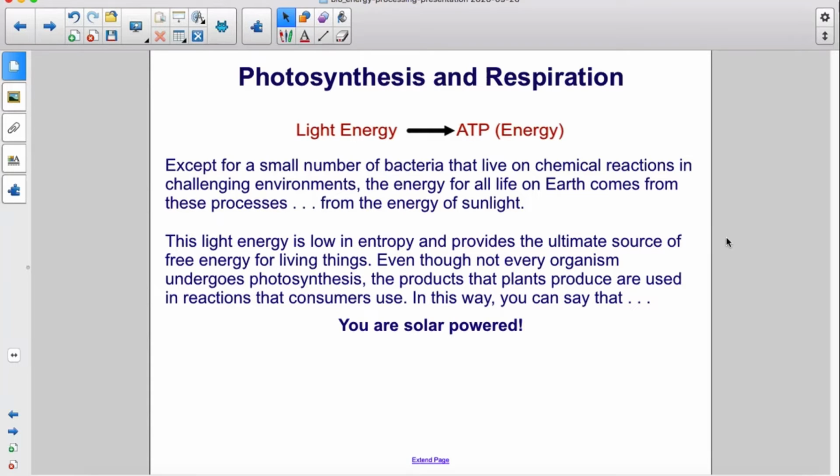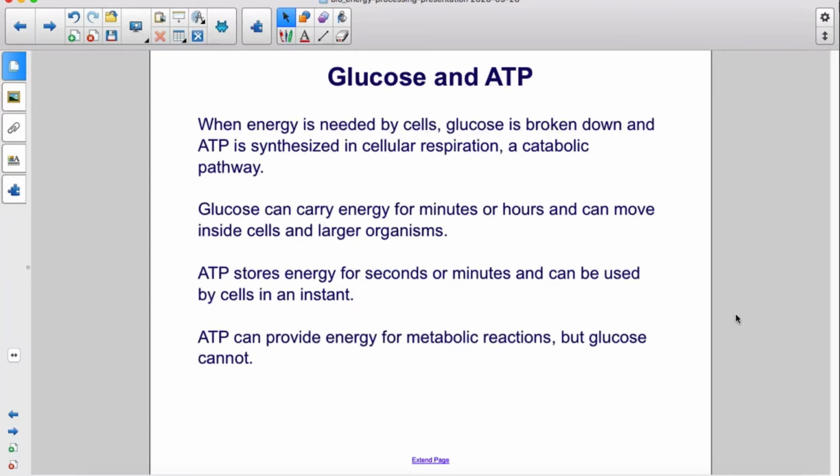This light energy is low in entropy and provides the ultimate source of free energy for living things. Even though not every organism undergoes photosynthesis, the products that plants produce are used in reactions that consumers use. In this way, you can say that you are solar powered. When energy is needed by cells, glucose is broken down and ATP is synthesized in cellular respiration, a catabolic pathway.